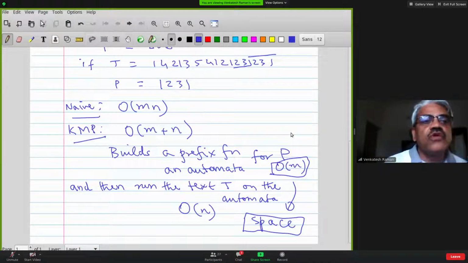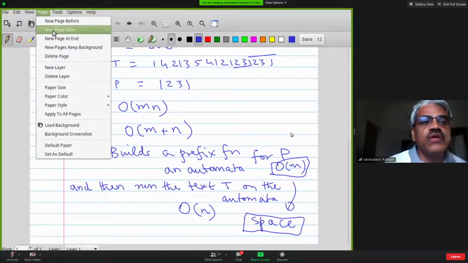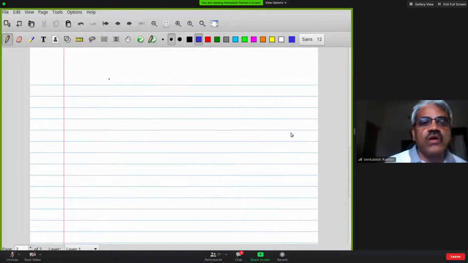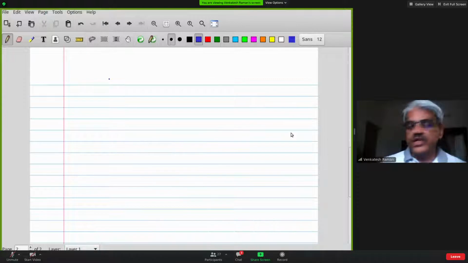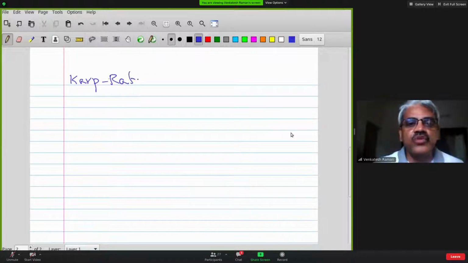So there is another algorithm, whose main ideas are from Karp and Rabin, and that is the algorithm which is going to be the foundation for our streaming algorithm. That algorithm works like this.